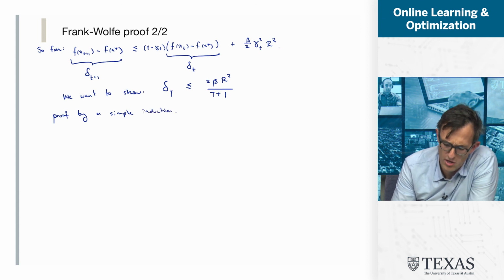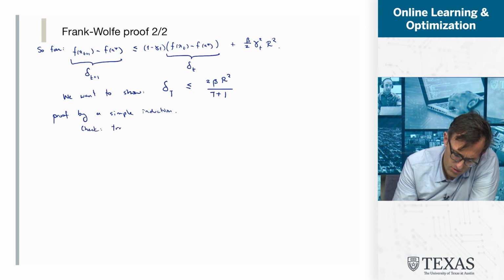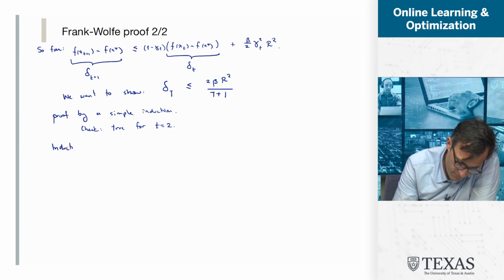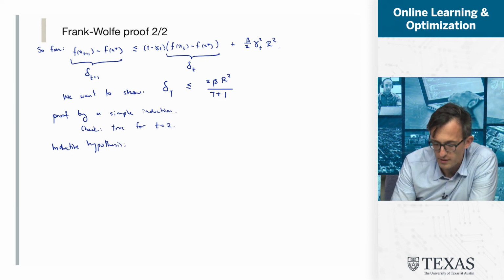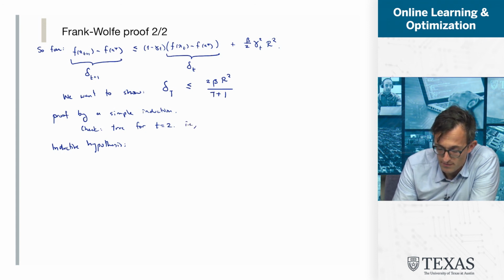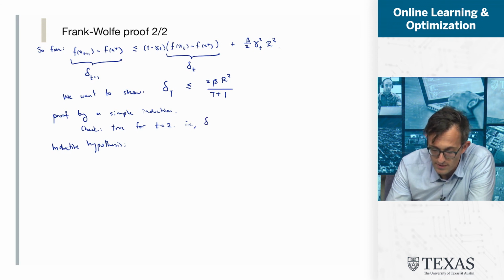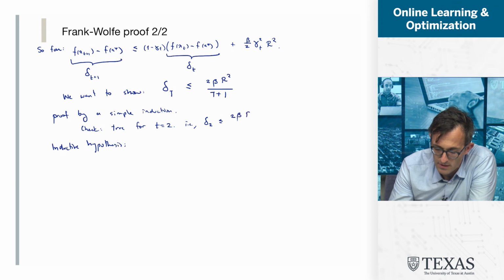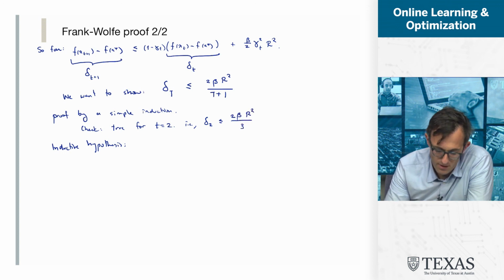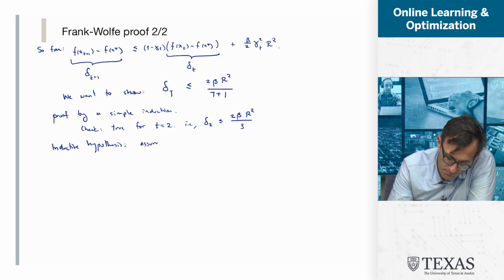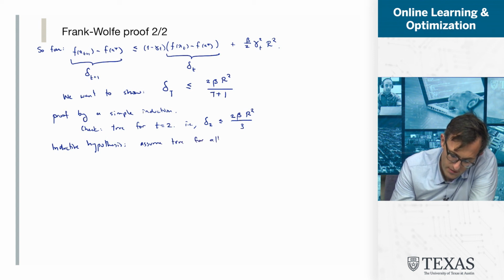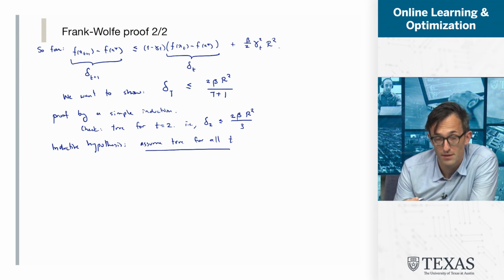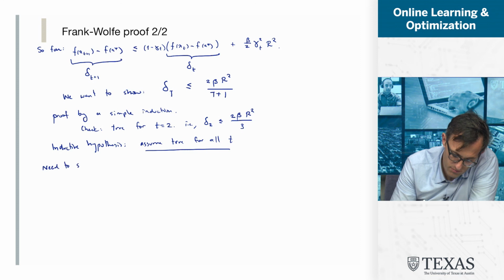So let's check that this is true for t equals 2. Checking that it's true for t equals 2 is just verifying that in the proof that we just gave, we essentially showed that delta 2 is less than 2 times beta times r squared divided by 3. For my inductive hypothesis, I assume that it's true for all t, and what we have left to do is the inductive step. So we need to show it holds for t plus 1.